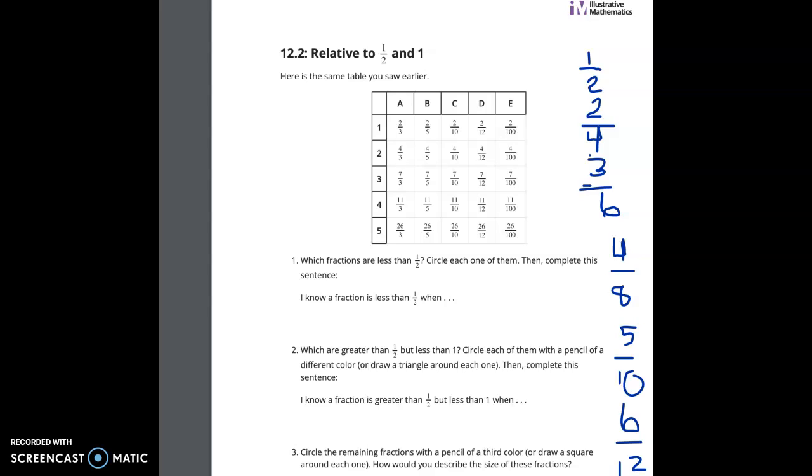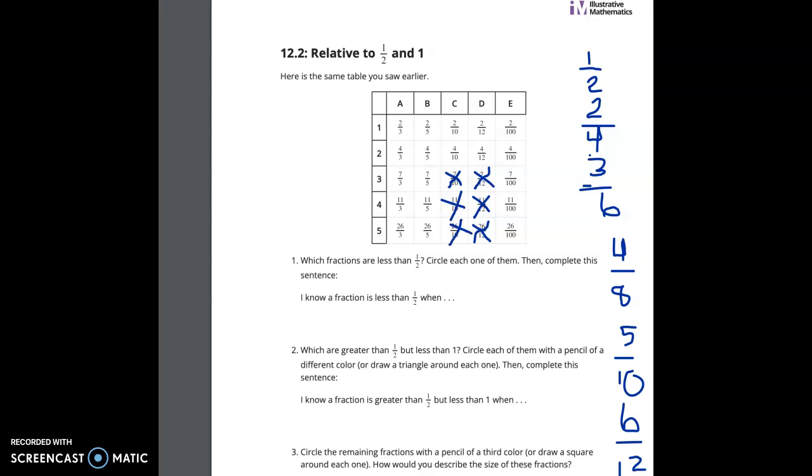Okay, so let's see. Which ones are less than 1/2? Well, we can tell which ones are 1/2, right? We don't have a 50 over 100, so we can't do that. Do we have a 6/12 here? Nope. But we know if it's 6/12, then 7/12 is going to be higher than a half, 11/12 is going to be higher than a half, and 26/12 is going to be higher than a half. We also had 5/10 is what a half is equal to if we're doing tenths. So we know that 7/10 is higher. So these ones are higher.